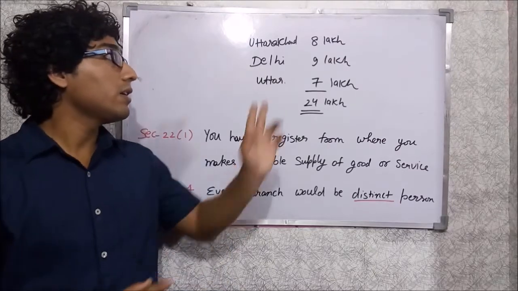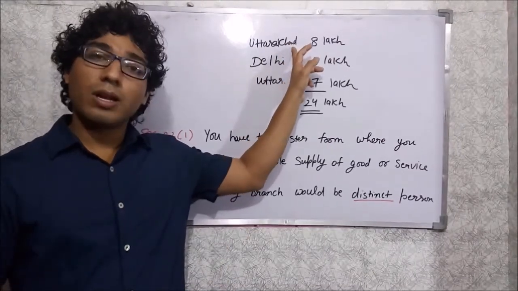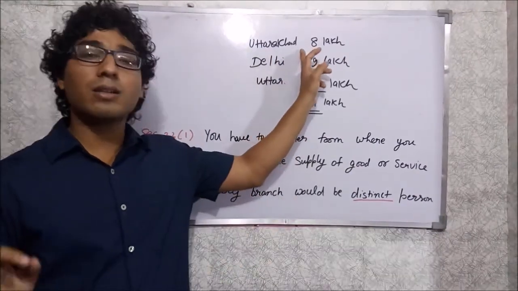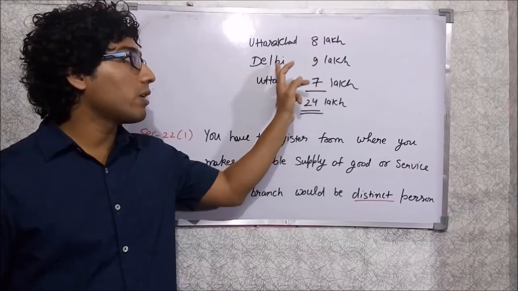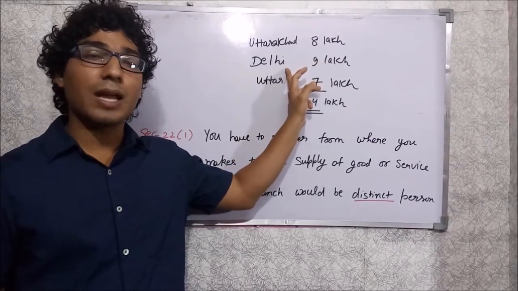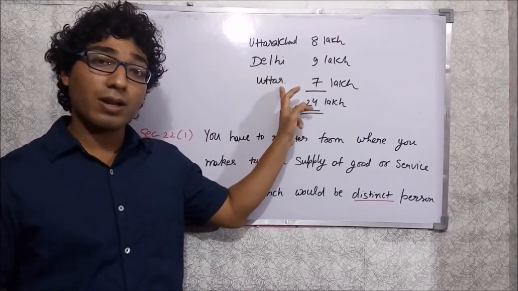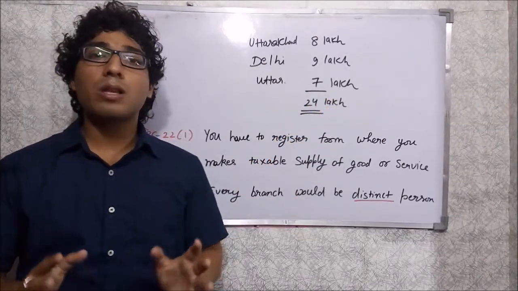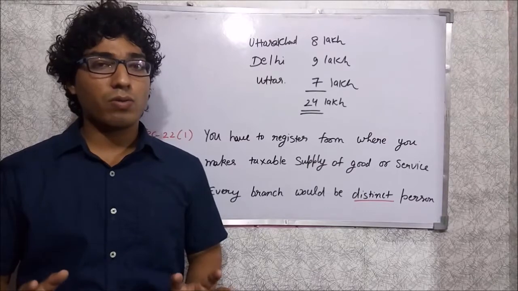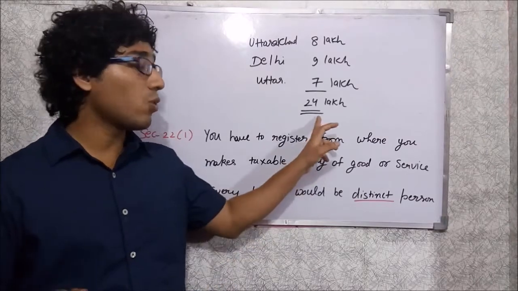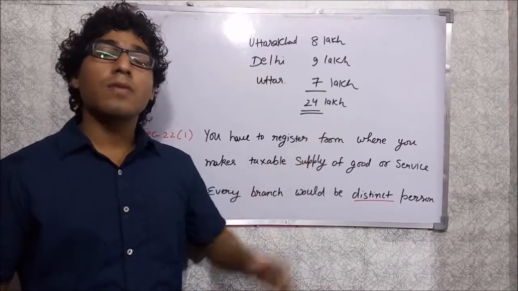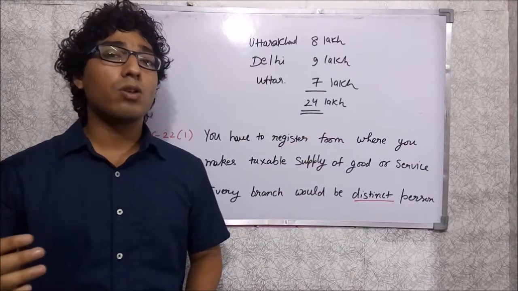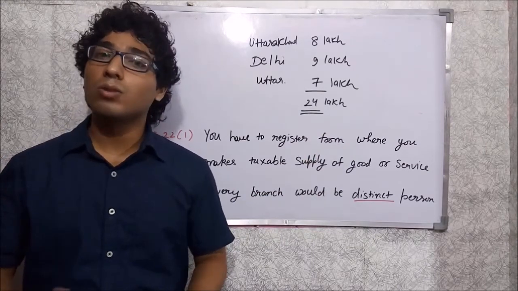So suppose you have 3 branches in Uttarakhand, Delhi and UP, and the turnover for the Uttarakhand branch is 8 lakh, for the Delhi branch is 9 lakh, and for the Uttar Pradesh branch is 7 lakh. So if you add up the turnover of all 3 states, the total would be 24 lakh rupees, which exceeds the 20 lakh rupees threshold turnover limit prescribed under section 22.